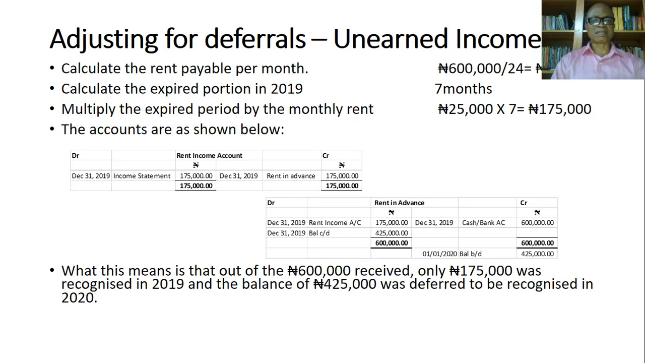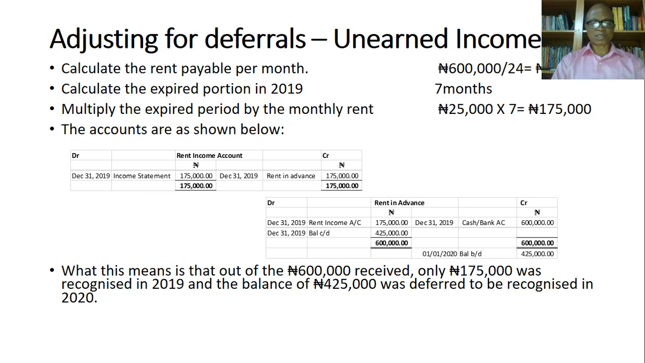Now let's look at the answer here, or the solution. Remember, we have to calculate the rent payable per month. How much? 600 divided by 24, and that will give you 25. Remember, we did that earlier on. So calculate the expired portion, the months in question. We talk about 7 months, and you have to multiply the expired period by the monthly rent, and that gives us 25,000 times 7, which is 175,000.